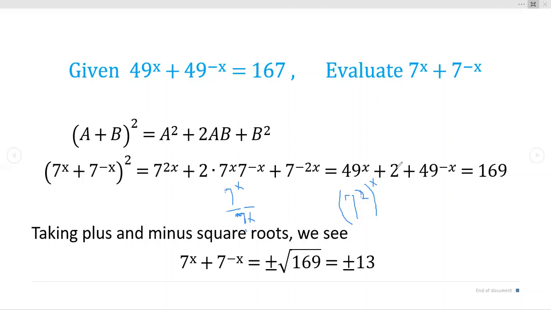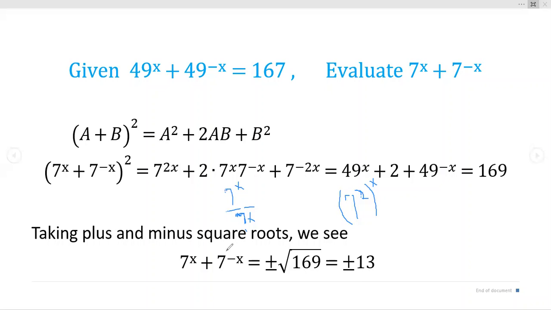But you see, this works out very nicely because this 2 just adds to the 167. The initial condition says 49 raised to the x plus 49 to the minus x, which you see here and here. Well, this part and this part is combined to give you 167. That's just the initial condition. Plus 2 is 169, which we recognize as a perfect square. 169 is 13 squared.